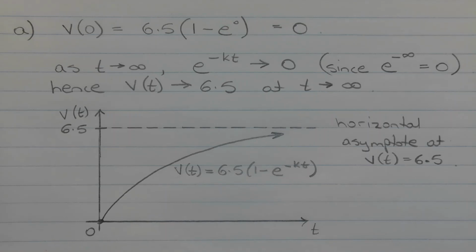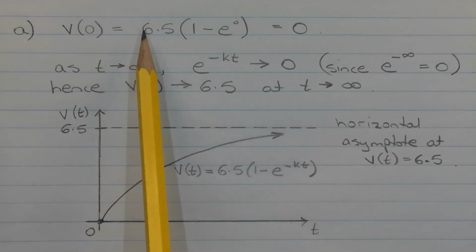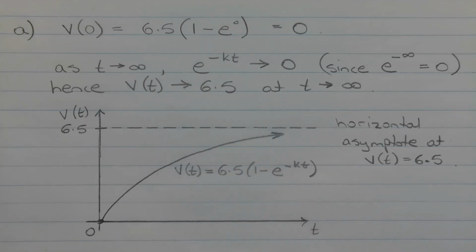Let t equal 0 to find the initial voltage on the capacitor, and that will be our starting point when drawing the graph. So the value of V of 0, which represents our initial voltage, is equal to 6.5 times (1 minus e to the power of 0). Now e to the power of 0 is equal to 1, and 1 minus 1 is equal to 0, and 6.5 times 0 is equal to 0. So V of 0 is equal to 0, and that represents the starting point of our graph.